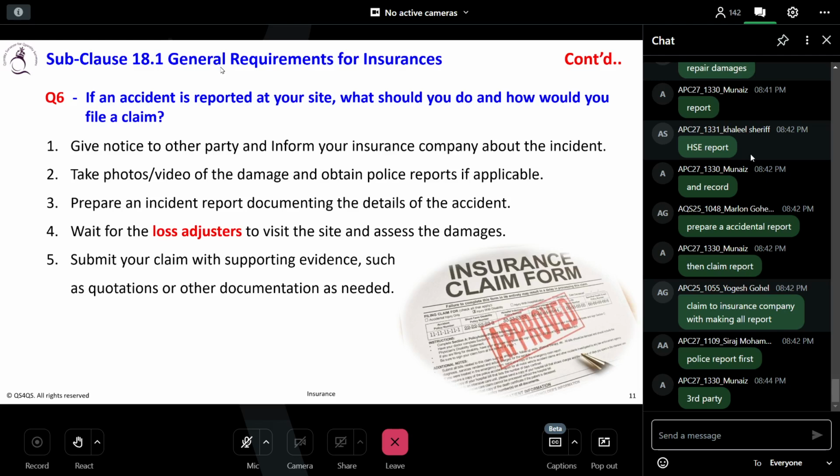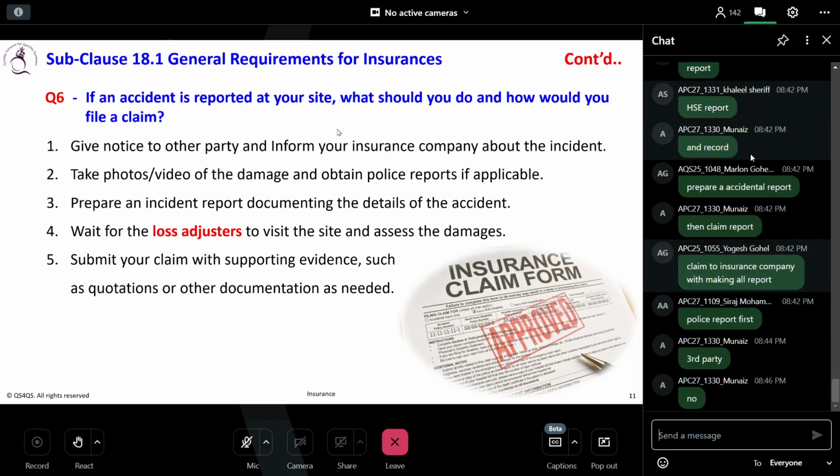How is the procedure that you are claiming the insurance? Now, if you don't give the notice, or if you don't have the records, or if the loss adjuster is unable to assess your damages, it is very hard for you to claim. So this is a general practice you should understand.